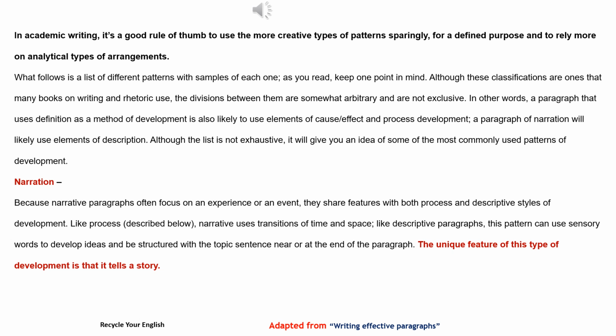Narration. Because narrative paragraphs often focus on an experience or an event, they share features with both process and descriptive styles of development. Like process, described below, narrative uses transitions of time and space. Like descriptive paragraphs, this pattern can use sensory words to develop ideas and be structured with the topic sentence near or at the end of the paragraph. The unique feature of this type of development is that it tells a story.